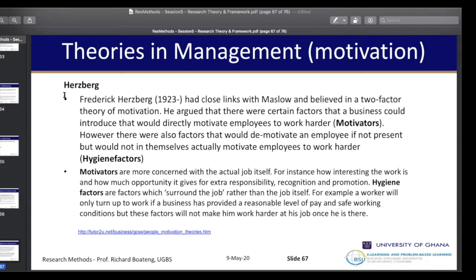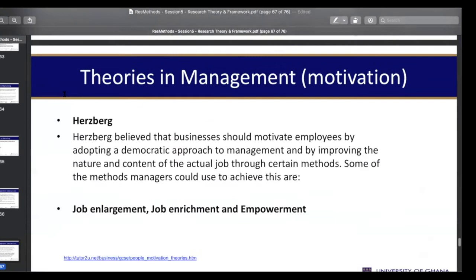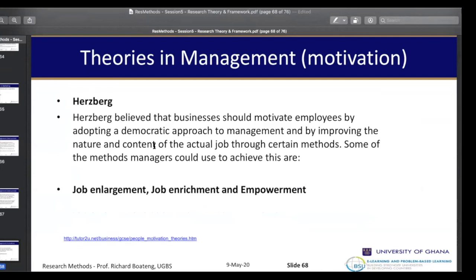Okay. So Herzberg believed that business should motivate employees by adopting a democratic approach to management and by improving the nature and content of the actual job through certain methods. So some of the methods managers could use are job enlargement, job enrichment, and empowerment. That's very good. And then I got Maslow.